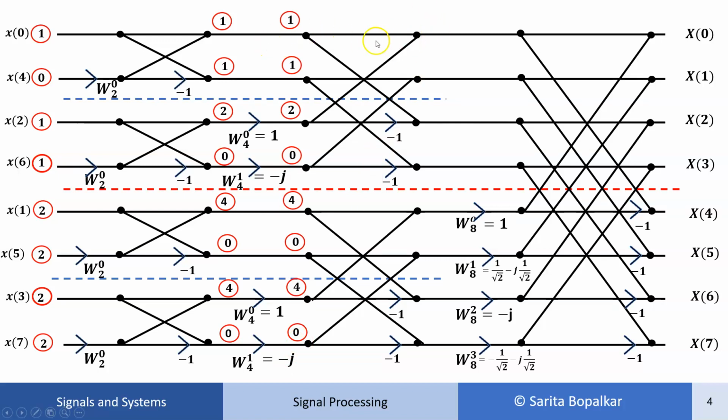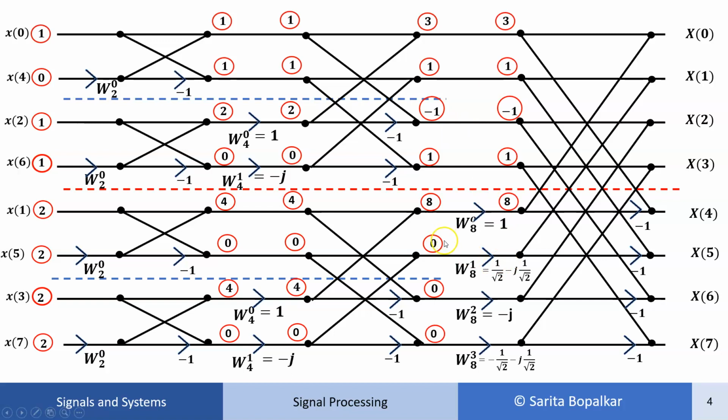It has two inputs, this one and this one. So 1 plus 2, 3. Here 1 plus 0, 1. 1 plus 2 into -1. So 1 minus 2 is -1. Like this, we'll calculate all the outputs. Now we'll carry these values to the input of the next stage. That is 3, 1, -1, 1, 8.